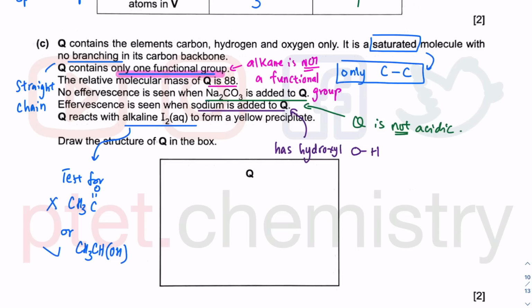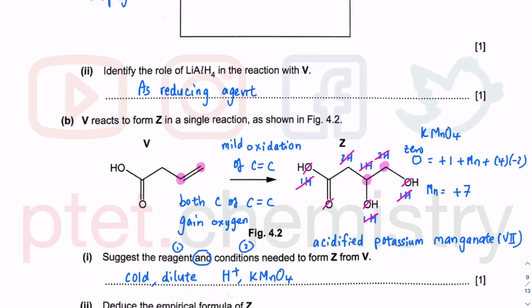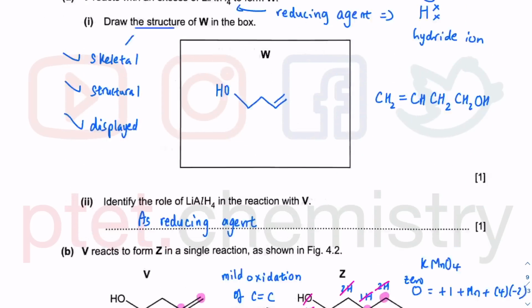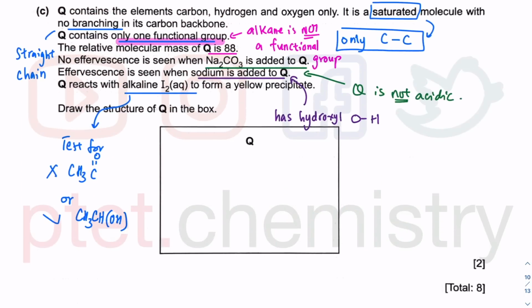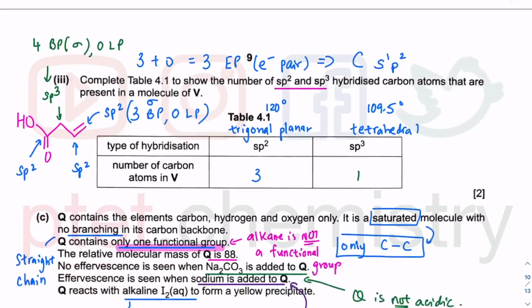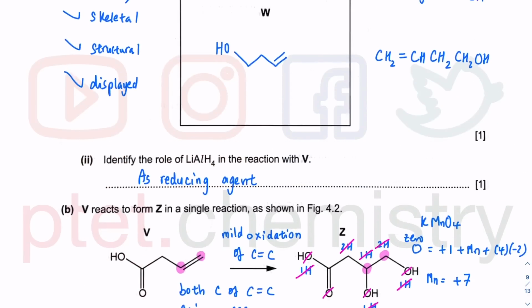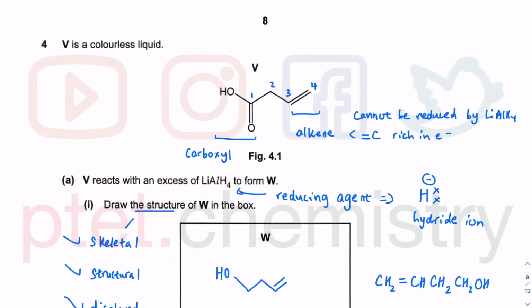So what do we know about Q? We don't know anything about Q, do we? Nope, there's no information on Q at all. So I just have to draw some stuff. I wonder if Q is related to any of these. There is no mention of Q at all in this question. Well, there was V, but V has got two functional groups.